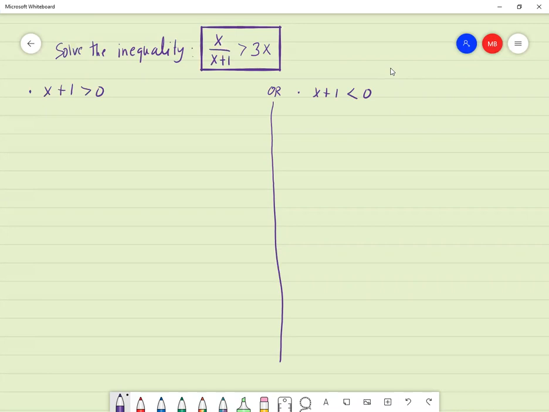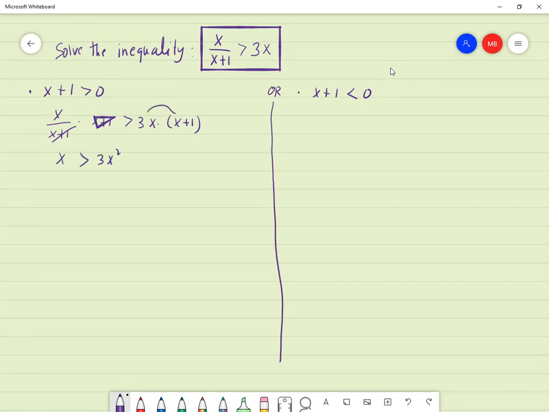We multiply this inequality by the positive quantity x plus 1. So x divided by x plus 1, multiplied by x plus 1. It is a positive quantity, so it will not change the direction. So it is greater than 3x times x plus 1. We can cancel the x plus 1 and x plus 1, and we get x greater than 3x squared.